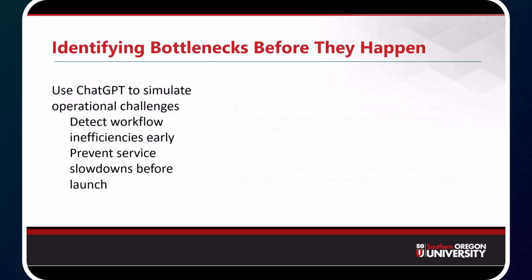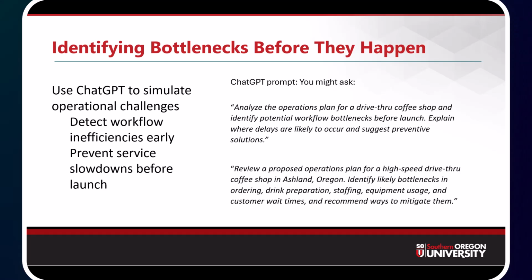This is also a great step for using ChatGPT to identify potential bottlenecks before they become real problems. ChatGPT prompts you might ask, "Analyze the operations plan for a drive-thru coffee shop and identify potential workflow bottlenecks before launch. Explain where delays are likely to occur and suggest preventive solutions." Or, "Review a proposed operations plan for a high-speed drive-thru coffee shop in Ashland, Oregon. Identify likely bottlenecks in ordering, drink preparation, staffing, equipment usage, and customer wait times, and recommend ways to mitigate them."